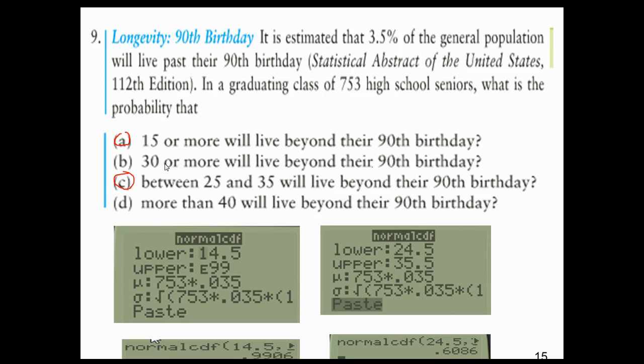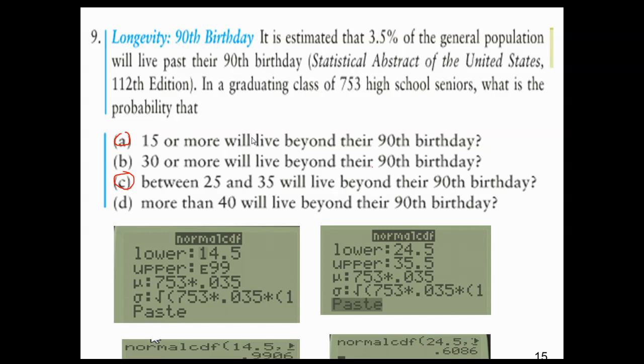30 or more, I have to start at 29.5, go all the way to infinity. More than 40, well, more than 40 would not include 40. So I would draw my curve. I would put 40, but I wouldn't have it on the horizontal axis. I just have it in the body of that bell curve. I would subtract 5/10, 39.5, add 5/10, 40.5, and then I would figure out which way am I going.